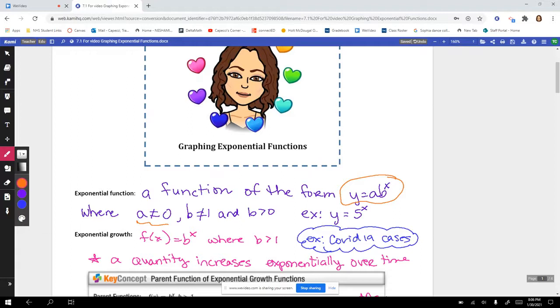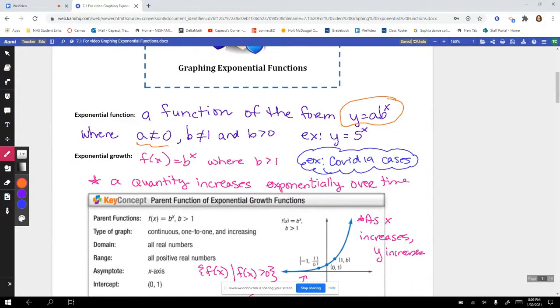Now, we're going to look at exponential growth and exponential decay today. The first one is exponential growth, and it is exactly as it sounds. It's a quantity that increases exponentially very quickly over time. So, what happens is we know that this base has to be greater than 1 when it's an exponential growth. An example is the number of cases of COVID-19 in the United States in the year 2020.